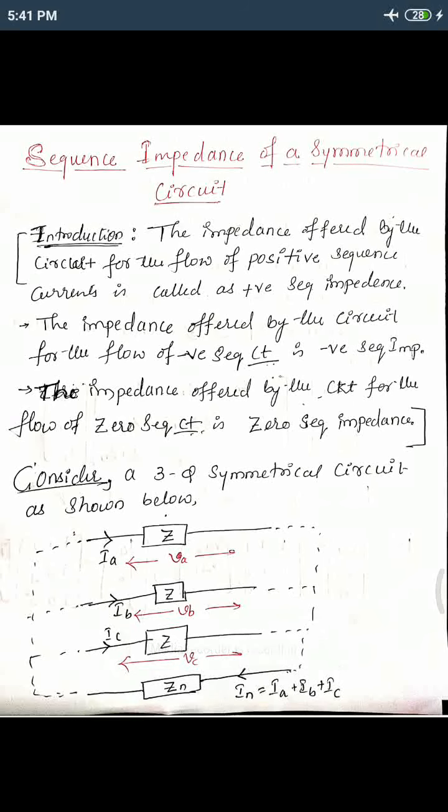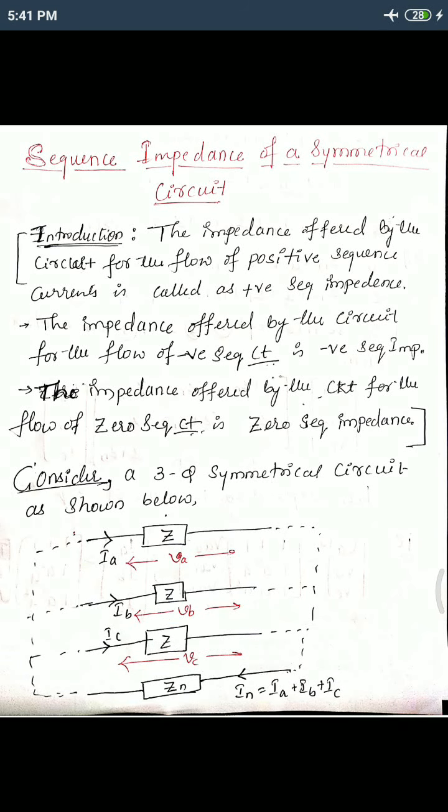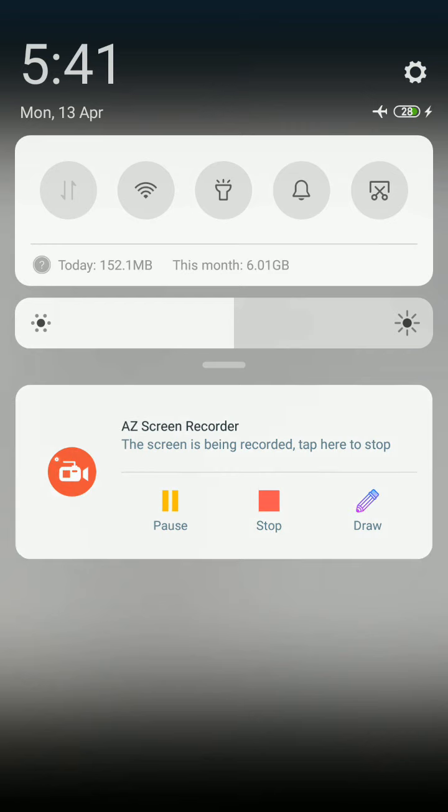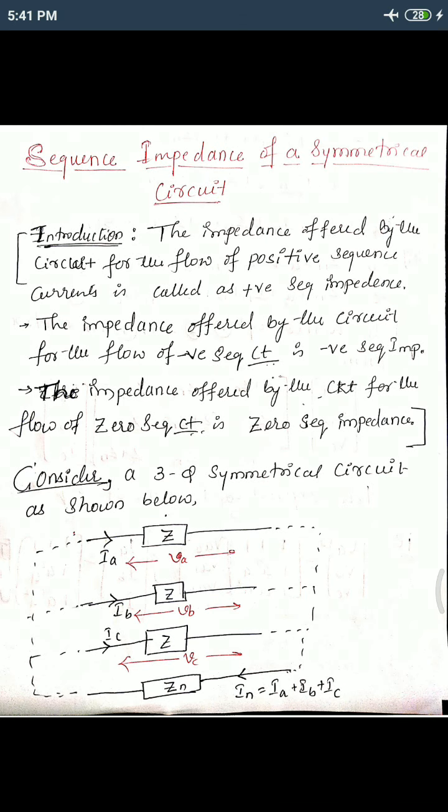Hello everyone. Today we'll discuss the sequence impedance of the symmetrical circuit. As we have seen in earlier classes, there are sequence voltages and sequence currents. As you know, they are of positive sequence, negative sequence, and zero sequence. Similarly, today we are going to deal with sequence impedances of a symmetrical system.